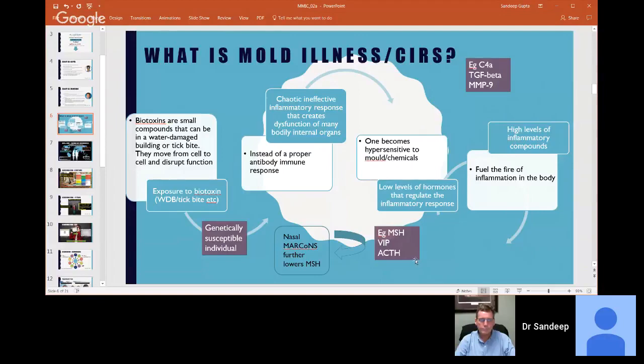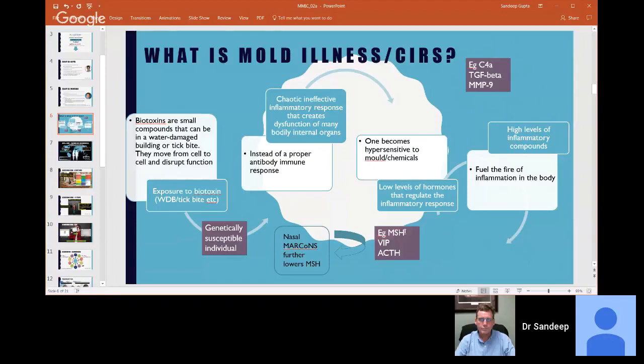There are a few acronyms that there's no way you're going to get around learning if you want to learn about CIRS. In this diagram, there are about 6 of them. If you take note of all 6 and try to break them up: going back to those 3 in the top right, they're what we call inflammatory cytokines, or inflammatory compounds, and that's C4A, TGF-beta1, and MMP9. And then MSH, VIP, and ACTH are regulatory hormones. They're hormones that regulate the inflammatory response, so they go low in patients with mold illness or CIRS.